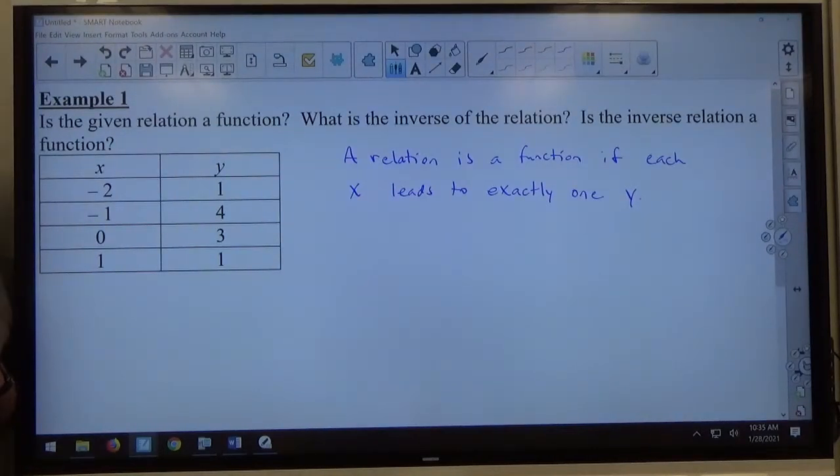So if each x in the relation leads to exactly one y value, it doesn't matter what y value it is. It can be the same y value for every single x. It just has to lead to one thing. If that happens, it is a function. So I'll give you a moment to copy that down.